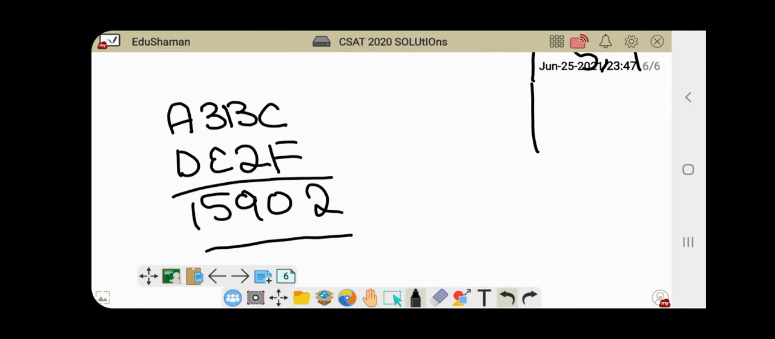We came to know that C plus F is 12, so we add this 1 in the tens place. That's what you do, right? Say you have something like 37 plus 75. What do you do? This 2 is over here and you add 1 to the tens place.